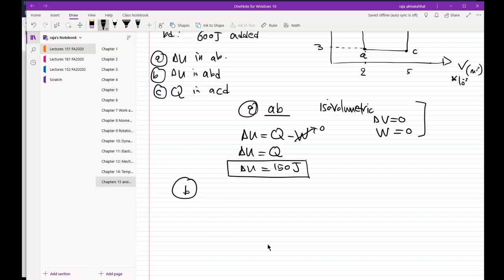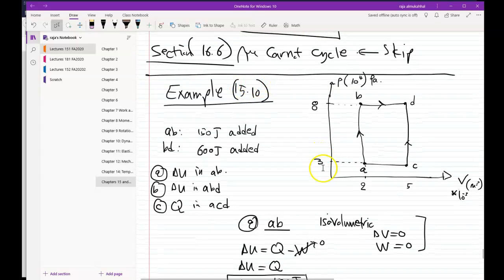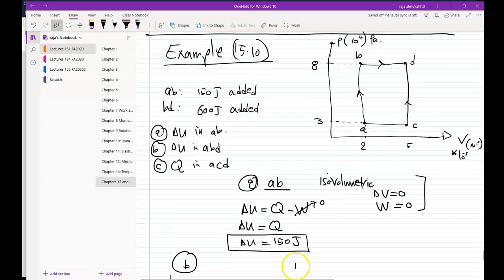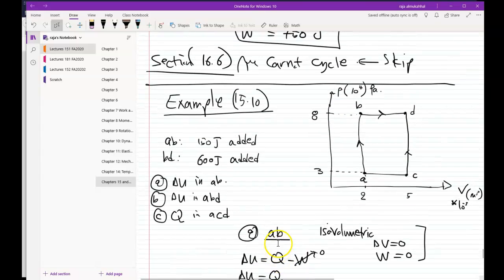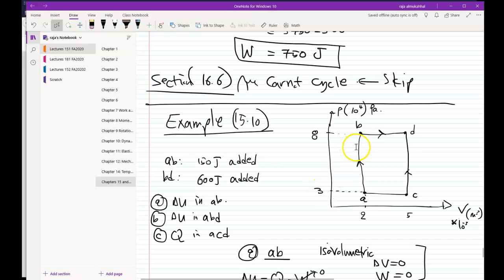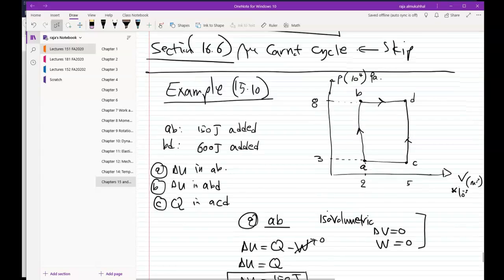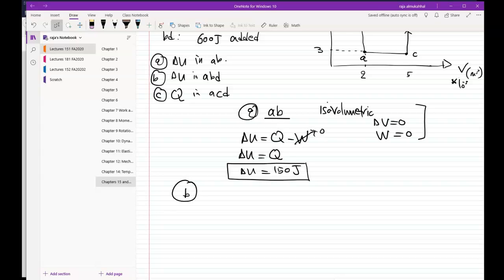Part B. Find the internal energy for the process ABD. Let's go back to the diagram. ABD. Well, I already got the AB. It is equal to 150. I just got it, right? It's right here. All I need to do is to get the internal energy from B to D. Once I get that, I add it to A and B, and I get the process for ABD. You see the plan? Okay. So let's get the process from B to D.